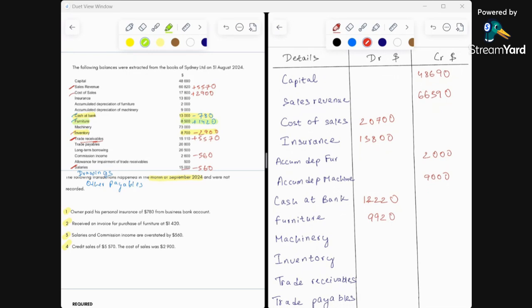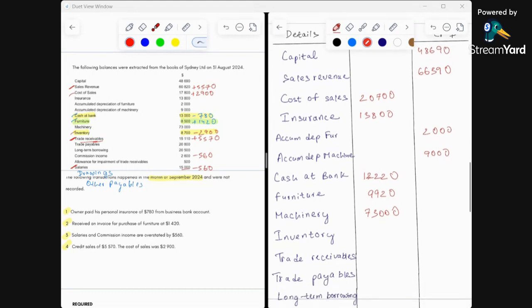Machinery is an asset account, obviously, so we will also include that on the debit side, 73,000. Then we have got inventory, which is a current asset account, also to be debited, but we have got some adjustments here, which is 8,700 minus 2,900. Basically, we are subtracting 2,900 because based on the last transaction, if you recall, we have sold some inventory which had an original cost of 2,900, which we paid to our supplier to buy it. So that's 5,800 as the final balance after the subtraction of 2,900. And we will show that on the debit side.